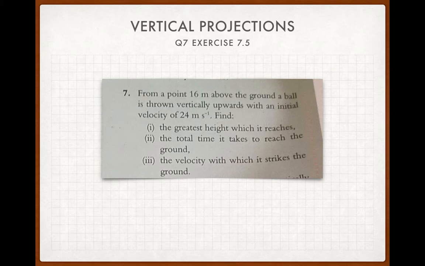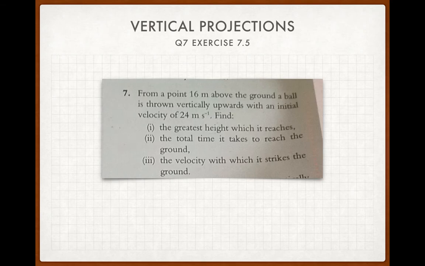Okay, second example. From a point 16 meters above the ground, a ball is thrown vertically upwards with an initial velocity of 24 meters per second. This is like the second example that I gave you in the animation or computer applet a moment ago. Find the greatest height it reaches, so that's when it stops, v is equal to 0, the total time taken to reach the ground, and the velocity that it strikes the ground with.